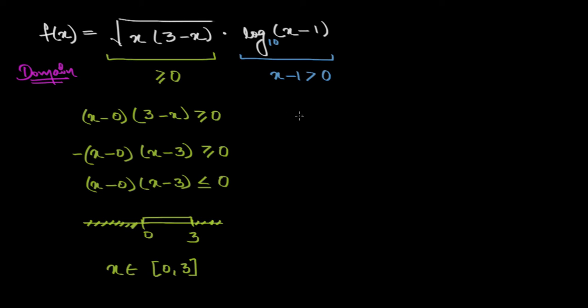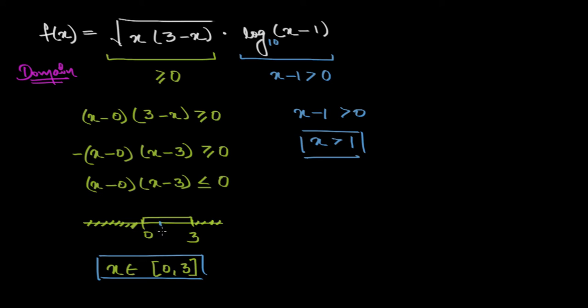Now let us move on to the second condition. So x minus 1 is greater than 0. This means x is greater than 1. Now if I want to take the intersection of this condition and this condition, let's say this one will lie somewhere here. So according to this condition, these are the values that will satisfy the second condition. But since I need the intersection, I'll take only the values which satisfy both conditions, that is this part only, the values between 1 and 3.